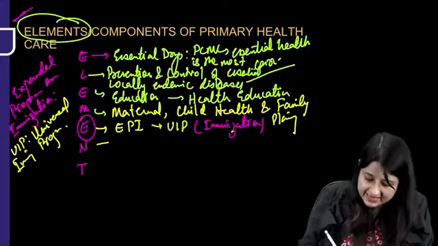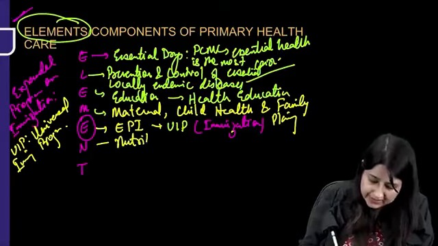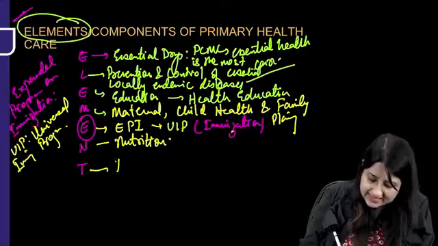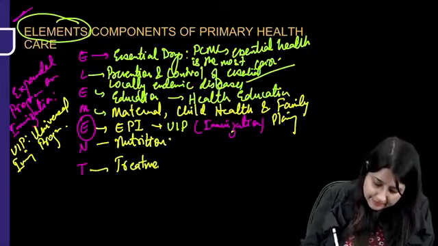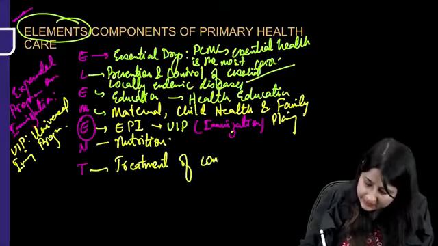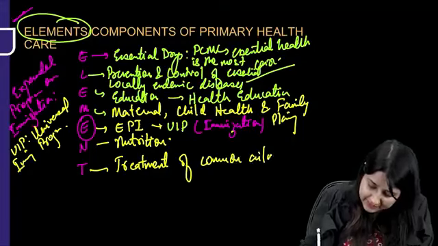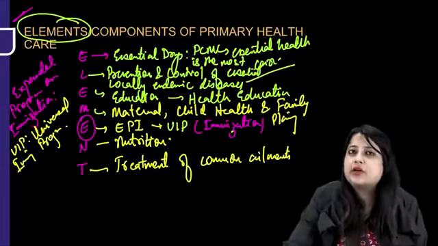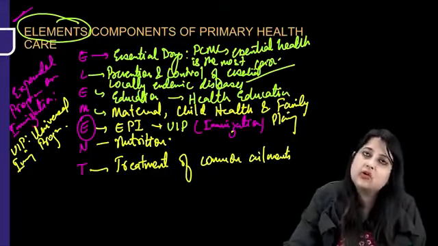Immunization. N is what? Of course, nutritional health. Okay, nutrition. And T is treatment of common ailments. Okay, treatment of common ailments. That means treatment of diarrhea, fever should be available in all the health centers.